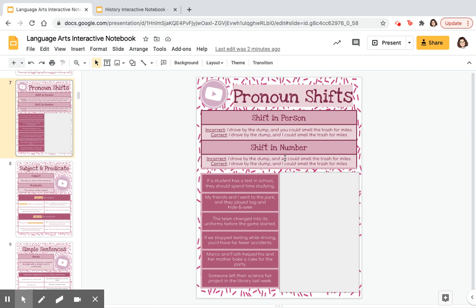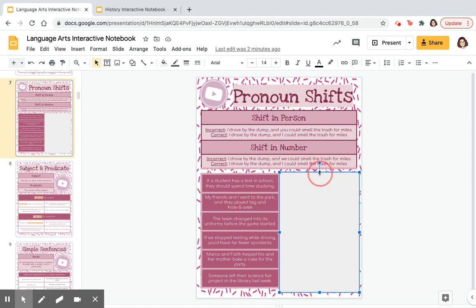Another example is Mr. V and Mr. Morawski took his photo, took our school photo. Mr. V is a singular person and Mr. Morawski is a singular person, but it is the wrong thing. It should be their photo. So, if a student has a test in school, they should spend time studying.